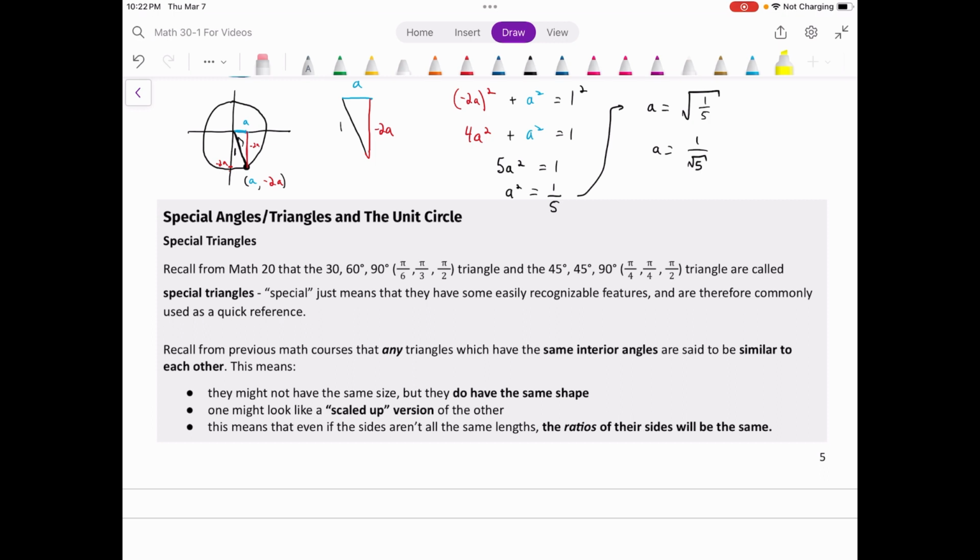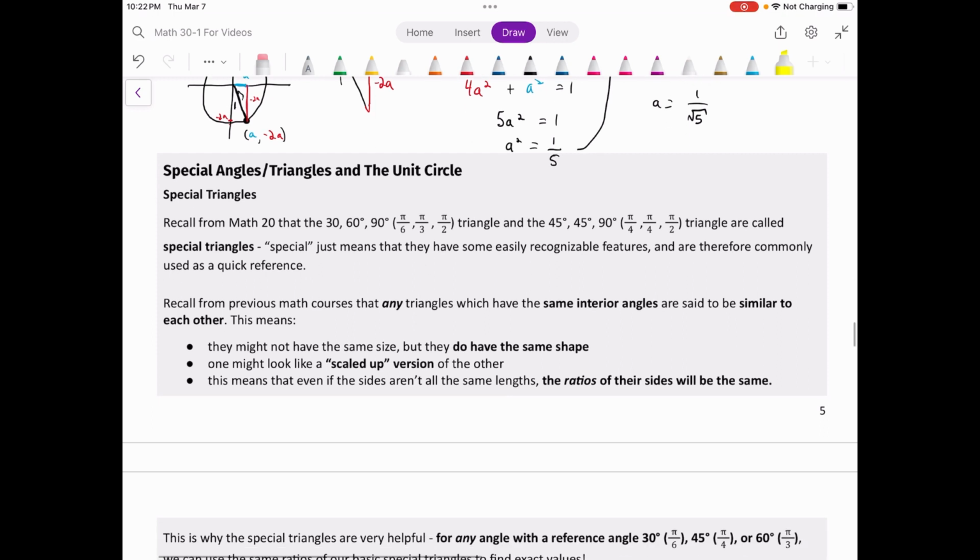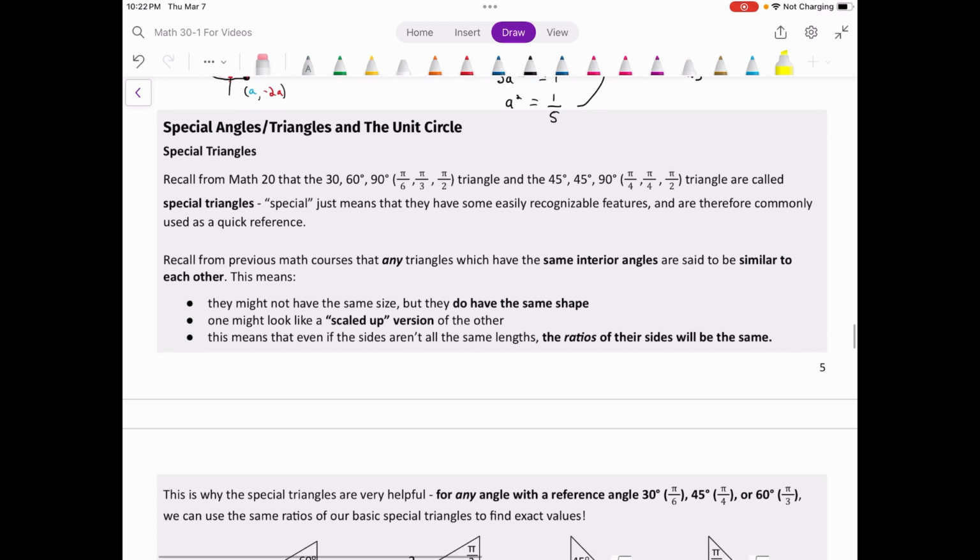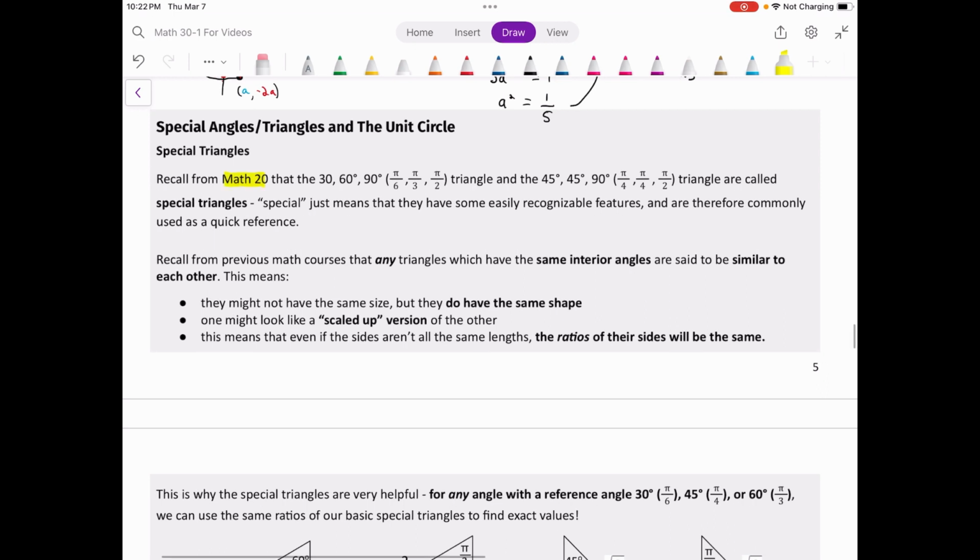So the first of those relationships that lets me build the part of the unit circle I need is the special triangles. Now we've seen these before in Math 20. They are the 30, 60, 90, or now that we're working with radians, we could also think of them as the pi over 6. That's 30 degrees, right? 30 is 1/6 of 180, so it's 1/6 of pi in radians.